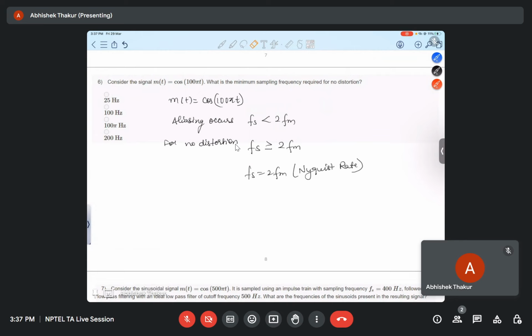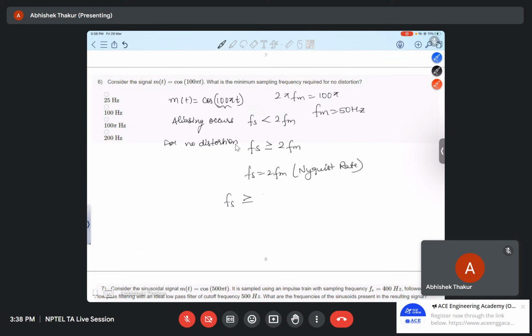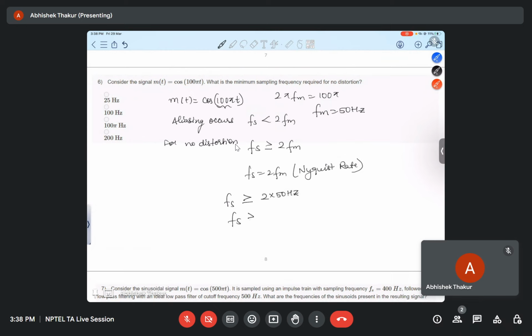So for this question, fm is given here as 100 pi. So 2 pi fm is equal to 100 pi, so fm is equal to 50 hertz. So what should be the sampling frequency? That should be greater than or equal to 2 into 50 hertz. So fs is greater than or equal to 100 hertz. In this question it is asking what is the minimum sampling frequency required for no distortion. So that will be 100 hertz. So option number B is the correct answer for this question.